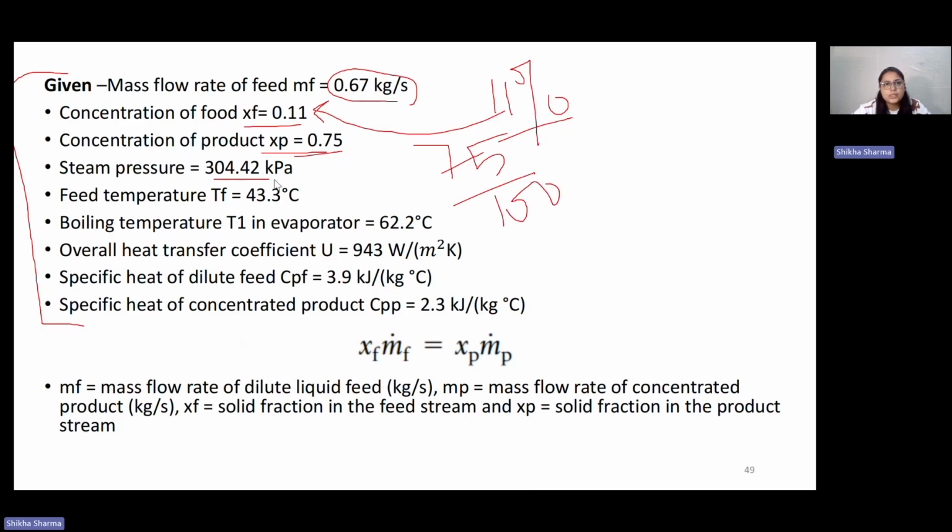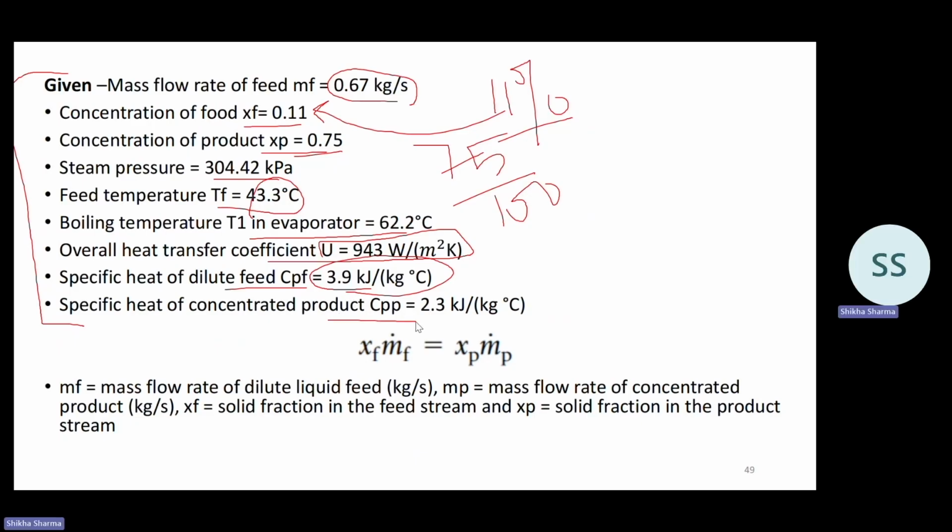And then the steam pressure is 304.42 kilopascal. The feed temperature is 43.3 degrees Celsius, and the boiling temperature T1 in the evaporator is 62.2 degrees Celsius. The overall heat transfer coefficient U is given as 943 watt per meter square Kelvin. The specific heat of the diluted feed is given in the question as 3.9 kilojoule per kg degree Celsius, and the specific heat of the concentrated product is 2.3 kilojoule per kg degree Celsius.